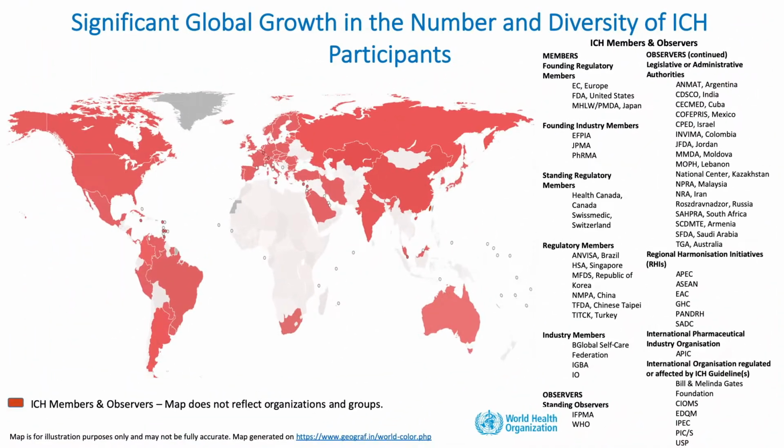The expanding ICH participation, as shown on this map, includes regulators, industry, and non-governmental organizations such as WHO and the Gates Foundation. This map reflects the consensus that working together to develop a shared understanding on technical requirements for pharmaceuticals for human use is imperative to facilitate innovations and advances in medicine and technology while protecting global public health.